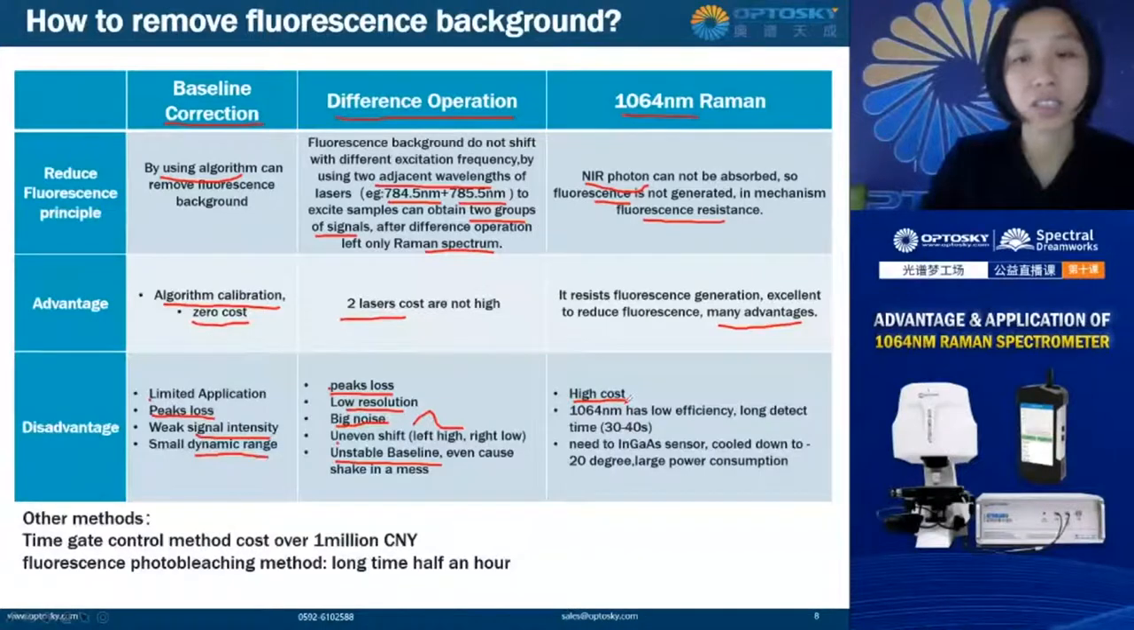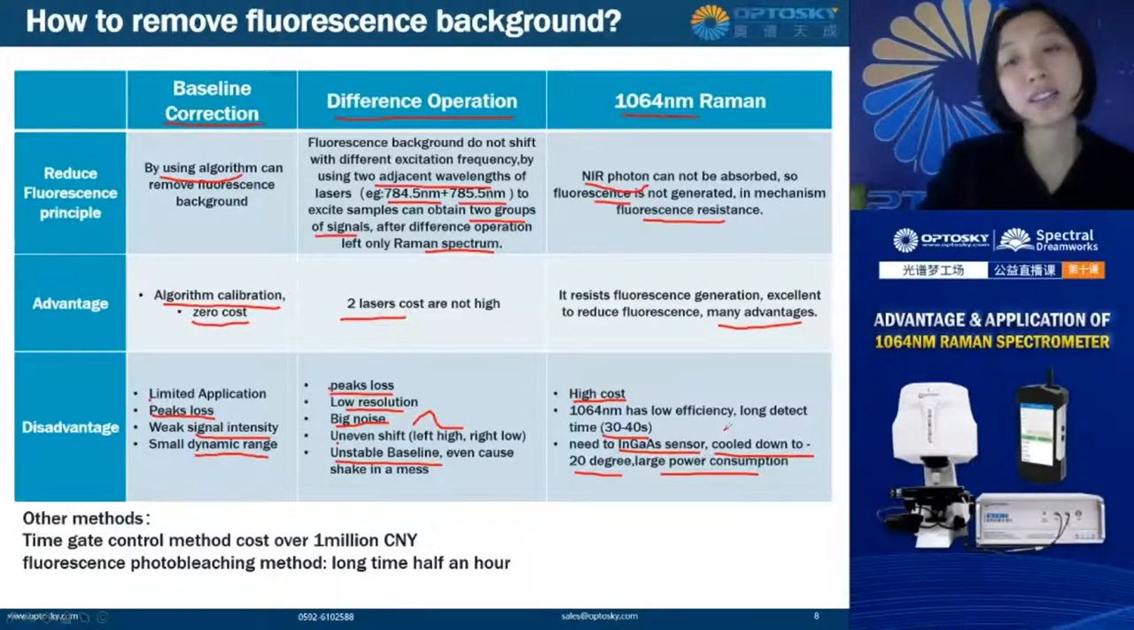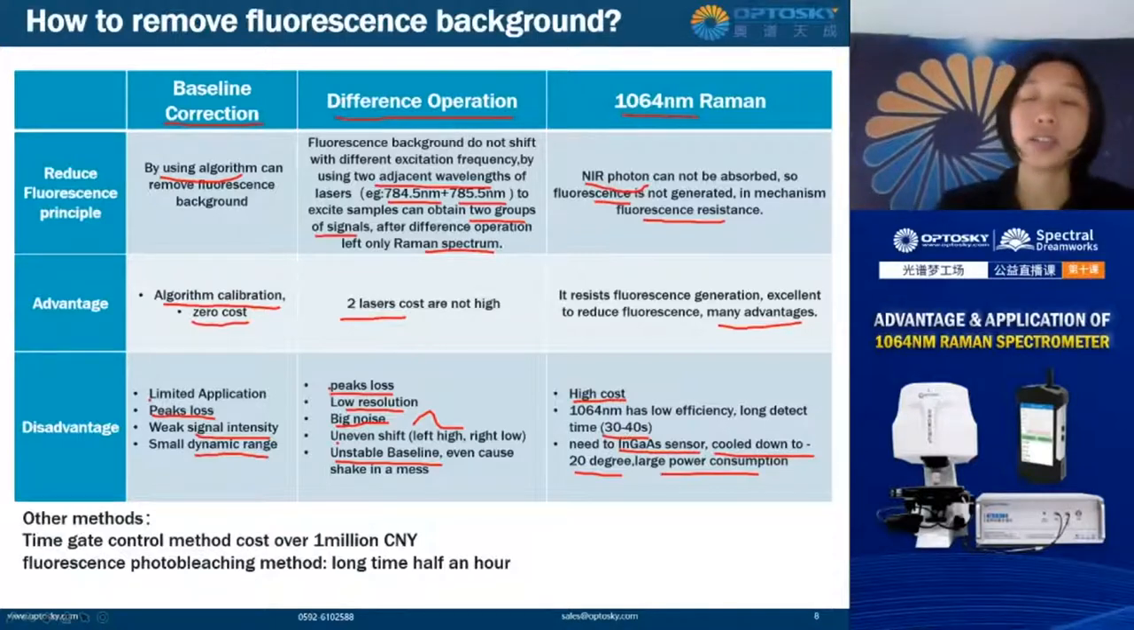Firstly, it is hard on cost. A 1064 nanometer Raman spectrometer costs about 50,000 US dollars in the market. Why? Because you need to use an InGaAs sensor, which has to be cooled down to minus 20 degrees to work. It also generates large power consumption, and 1064 nanometers has low frequency, so the detection time is longer. 785 needs only a few seconds, but it takes 30 to 40 seconds to complete our test.